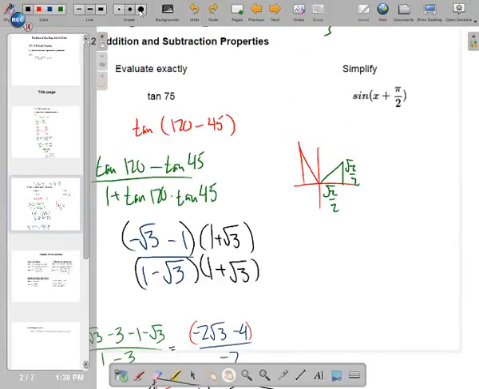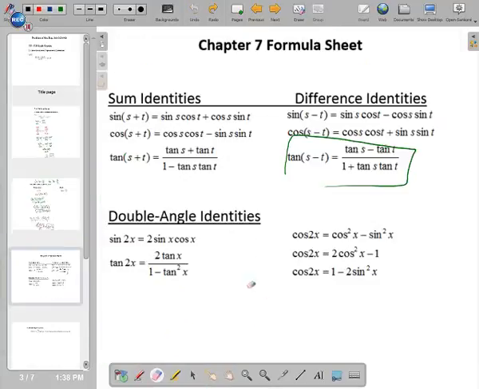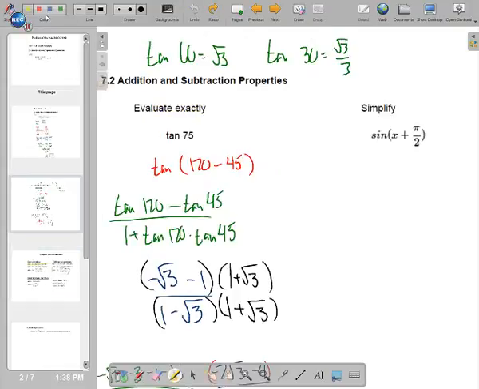Let's do now a simplified problem that has an addition or subtraction property. So if you tell me the sine of x plus pi over 2, I need to know the property for the sine of a sum. That's right here: sine times cosine plus cosine times sine. That would then look like the sine of x times the cosine of pi over 2 plus the cosine of x times the sine of pi over 2.